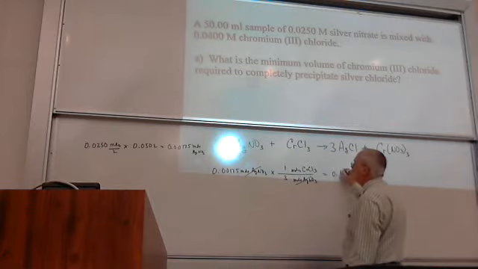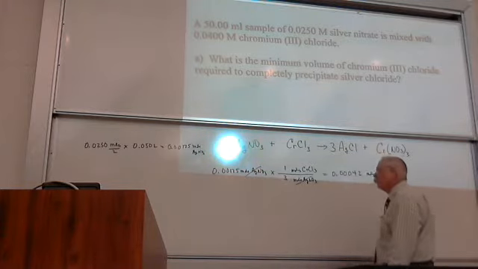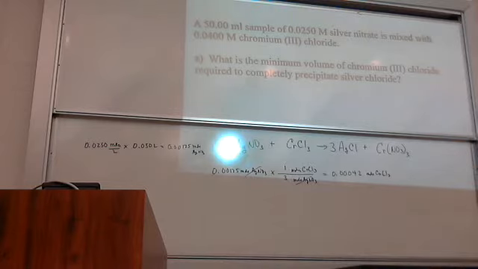So it looks like I'm left with 0.00042 moles of chromium chloride. So what's that telling me? That's how much chromium chloride it would take to totally precipitate my silver nitrate, and convert the silver into silver chloride. But it's asking me for a volume, and I've got moles.